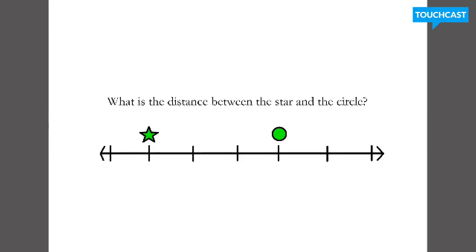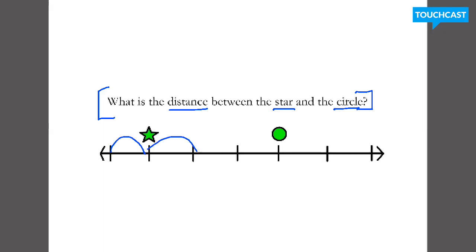All right, let's take a look at a fraction number line. So this question is asking us, what is the fractional distance between the star and the circle? Go ahead and solve. Good luck. All right, we are back. So the first thing we need to do is figure out how many jumps there are in all. So let's go ahead and count.